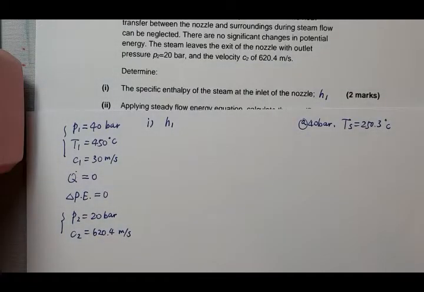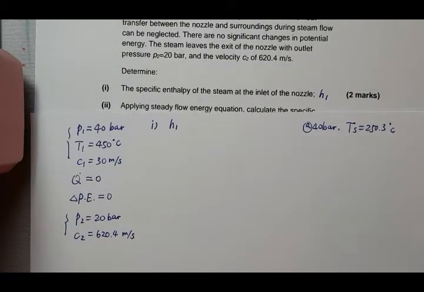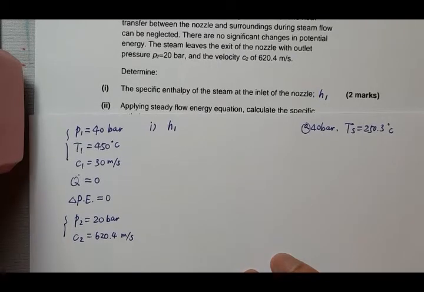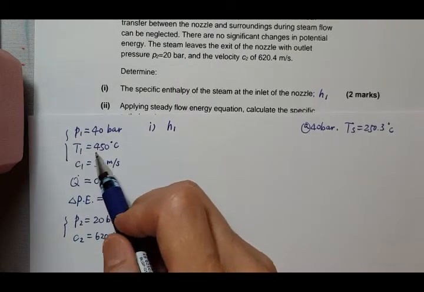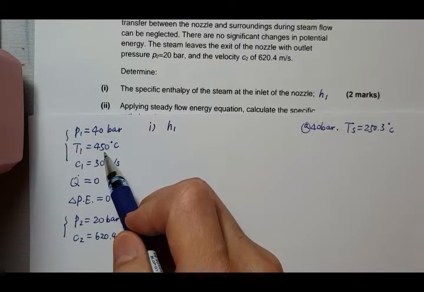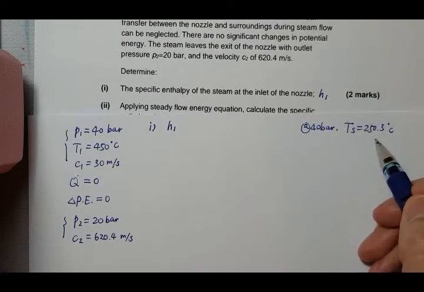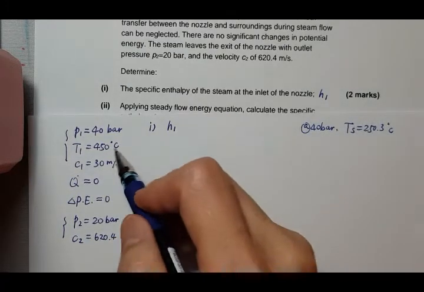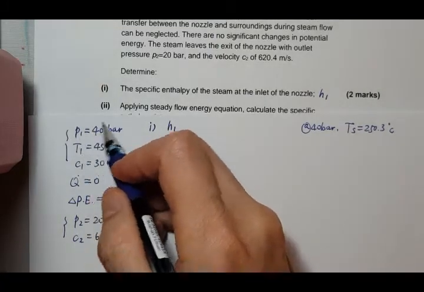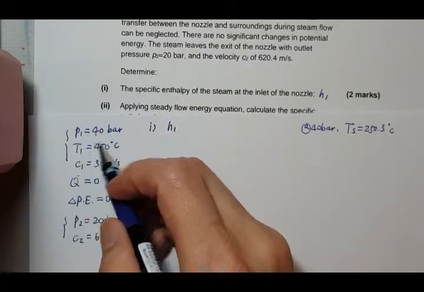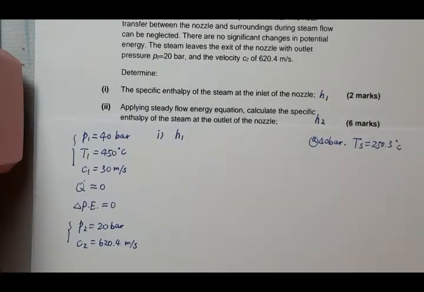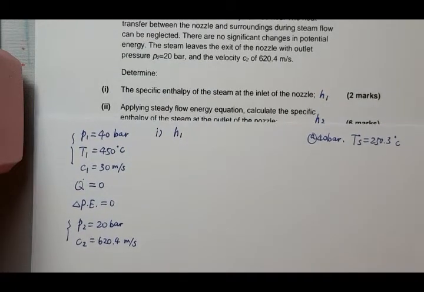I make a note because I want to make a comparison between the temperature given here, which is the 450. You can see that temperature is much higher than the saturation temperature, which means that the water under this condition is a superheated vapor. So we need to make use of the superheated vapor table now.